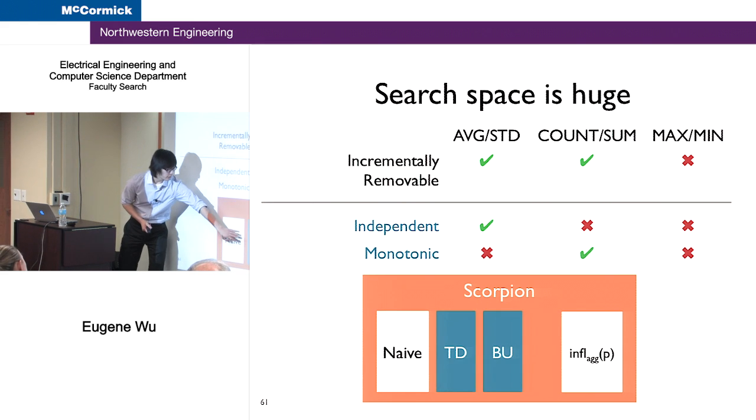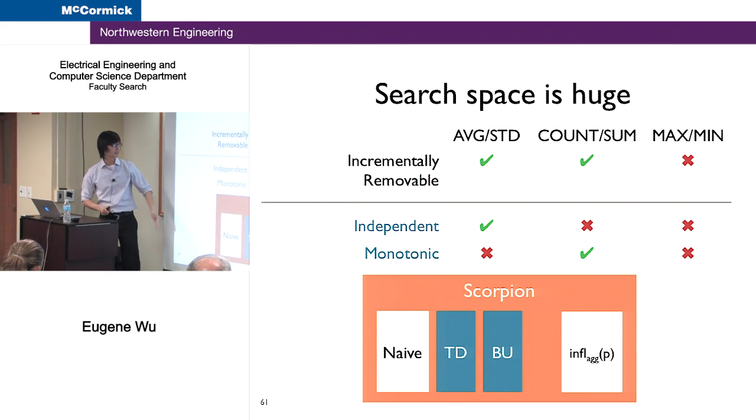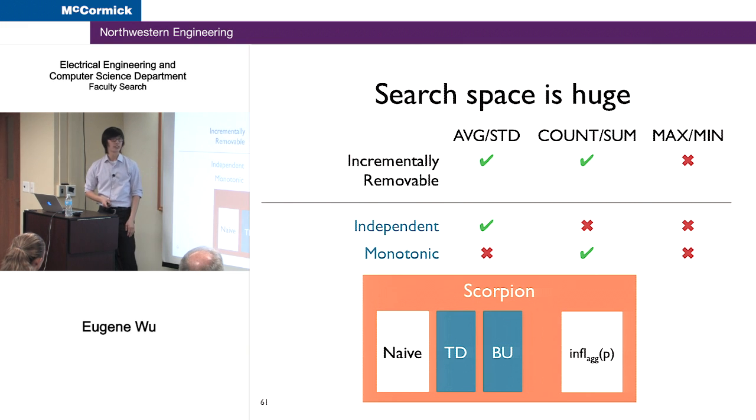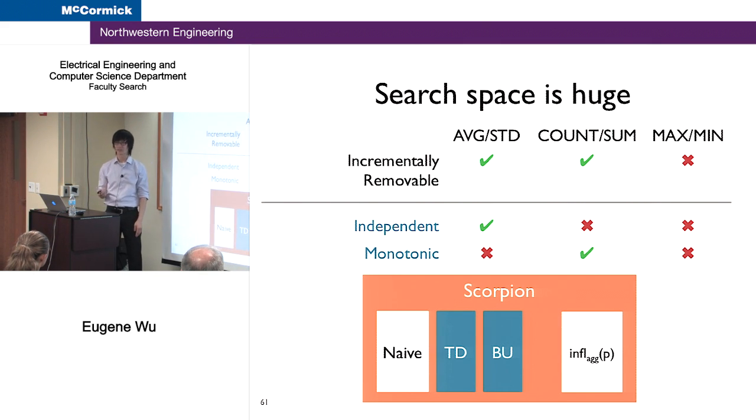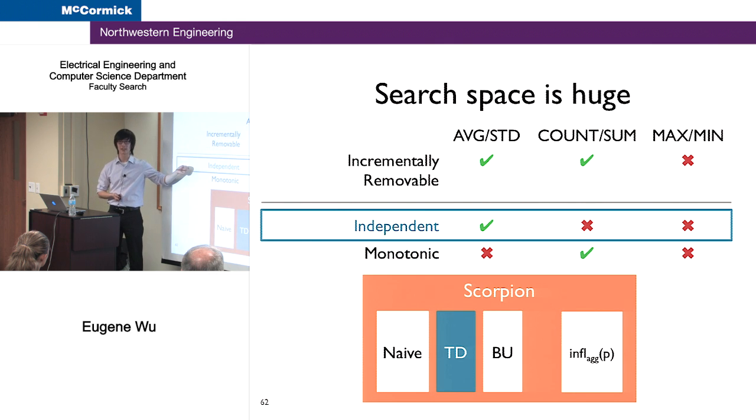On the other side, we've developed top-down and bottom-up algorithms based on the independent and monotonic properties that work for average, standard deviation, and count, sum. And so for the sake of time, I'll just talk about how the independent property allows us to develop a top-down algorithm for operators such as average.